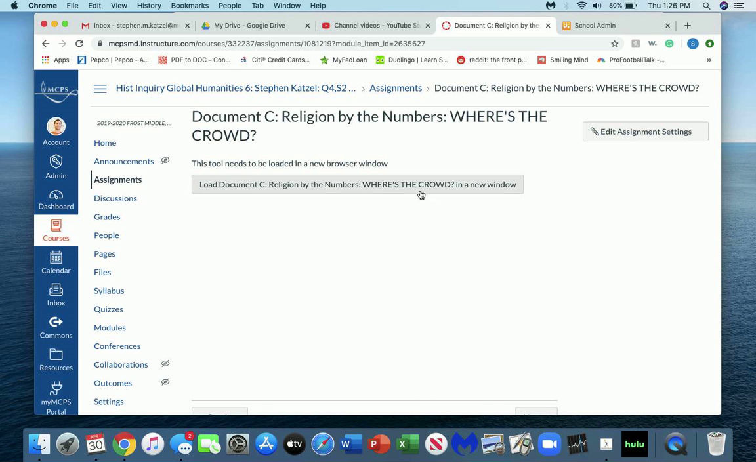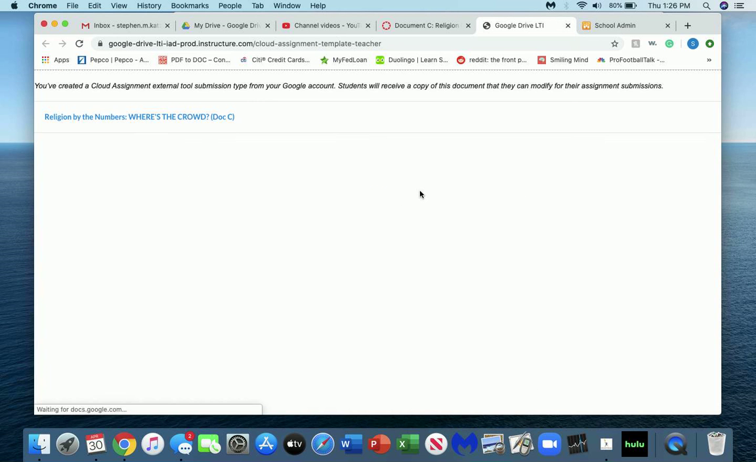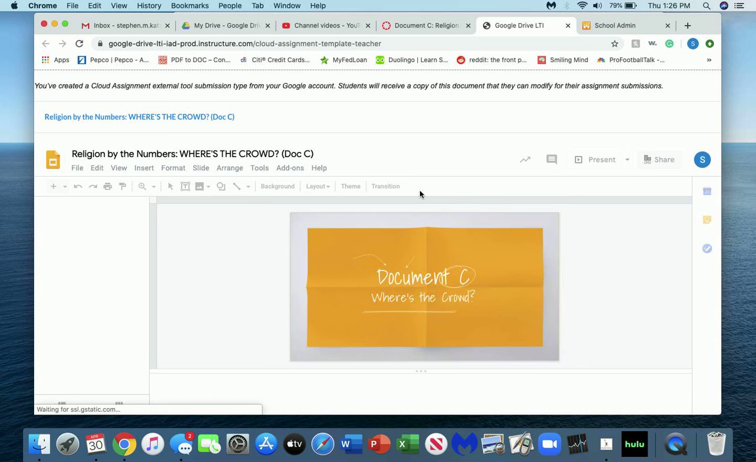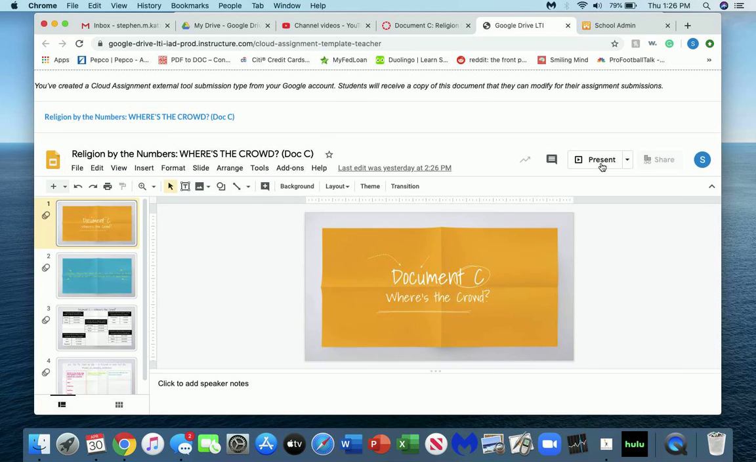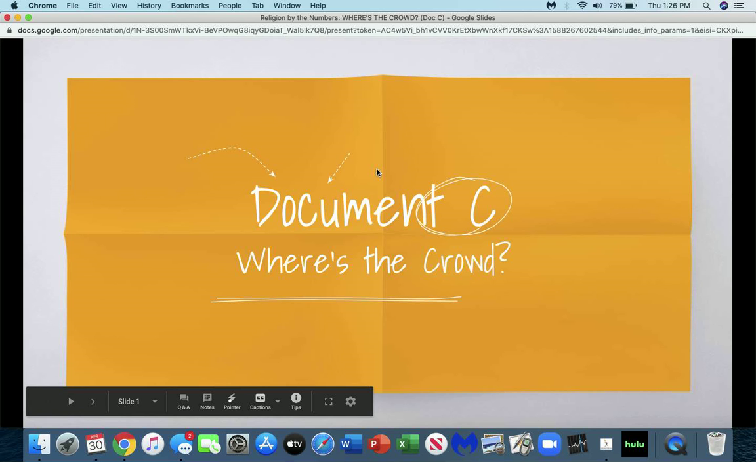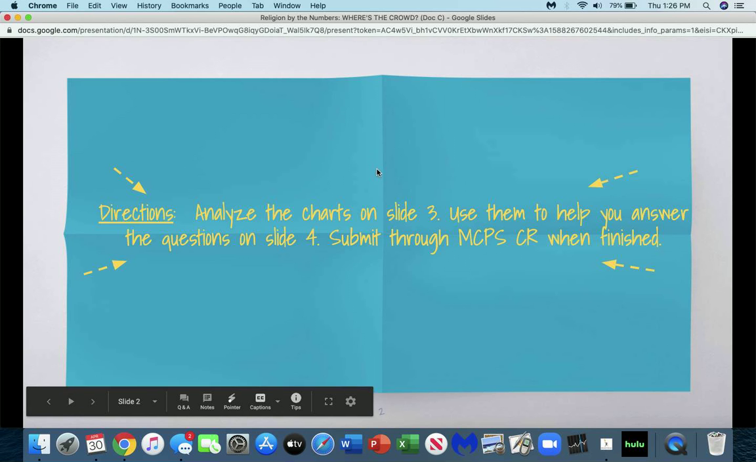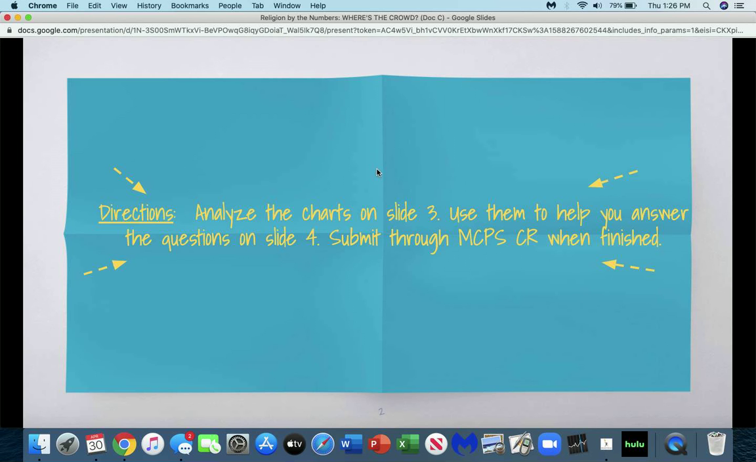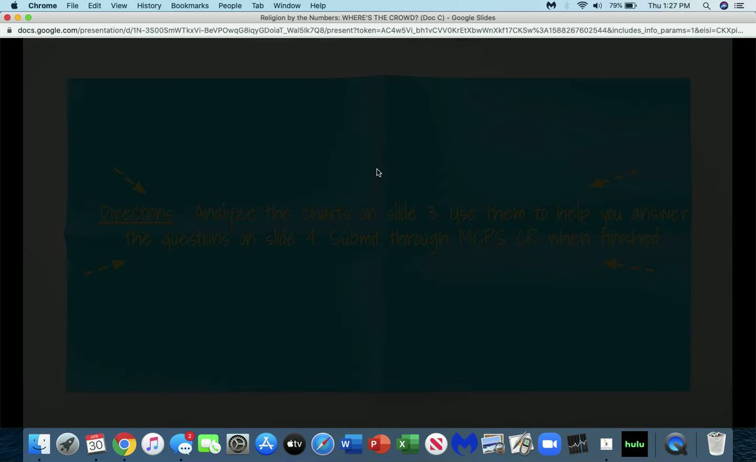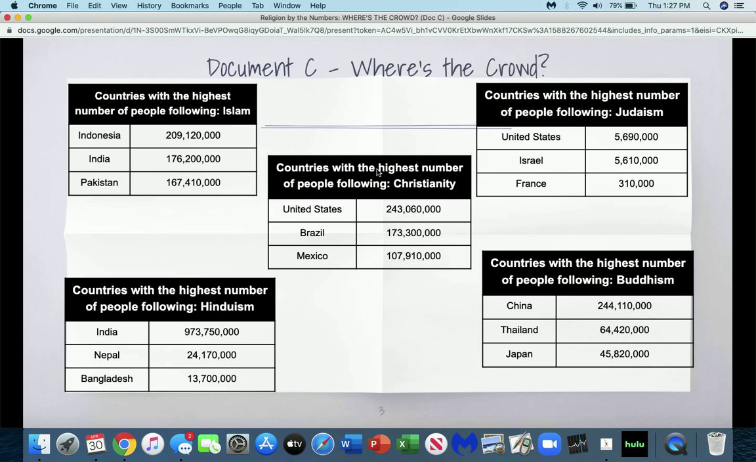Religion by the Numbers: where's the crowd? All right, so, document C, where's the crowd? Directions: analyze the charts on slide 3, then use them to help you answer the questions on slide 4. Submit through MCPS Classroom when you're finished. All right, so we have a lot of information to look at right now. We're looking at countries that have the highest number of people following specific religions.